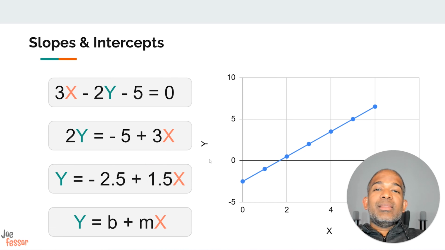This chart visually confirms what we just found. The line crosses the y-axis at minus 2.5, our calculated y-intercept. And the slope of 1.5 tells us that for every 2 steps we move to the right along the x-axis, we need to move 3 steps up along the y-axis to stay on the line.